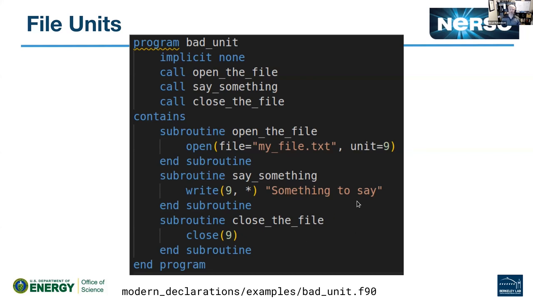The thing that can go wrong here is if I forget to open this file, this will still do something most of the time. The common convention is that when you try to write to a file number that has not been opened, the runtime will create a new file and open that file for you, usually with some weird name like fort.9 or something, which is not very nice to your users.